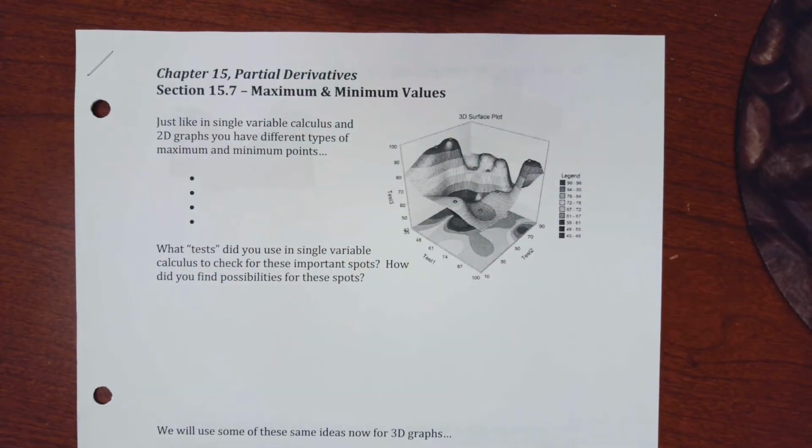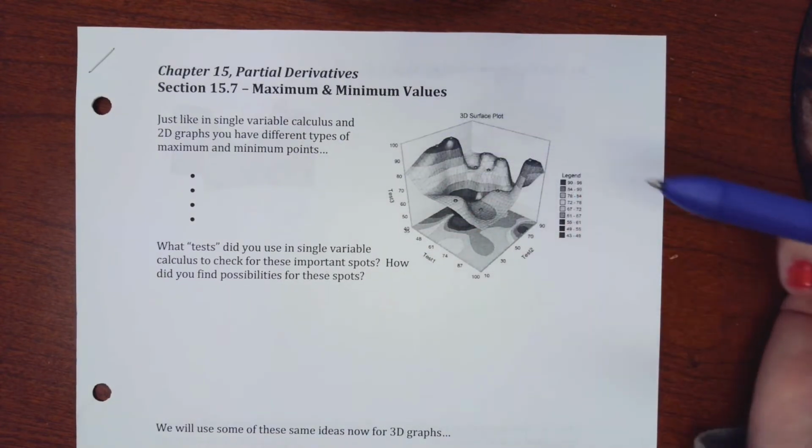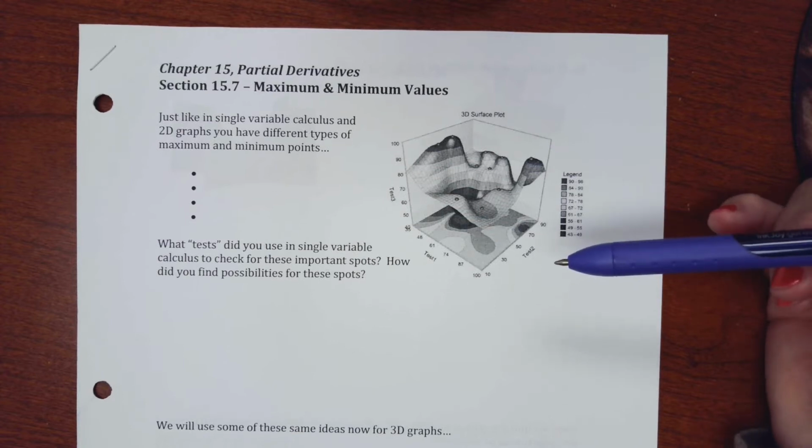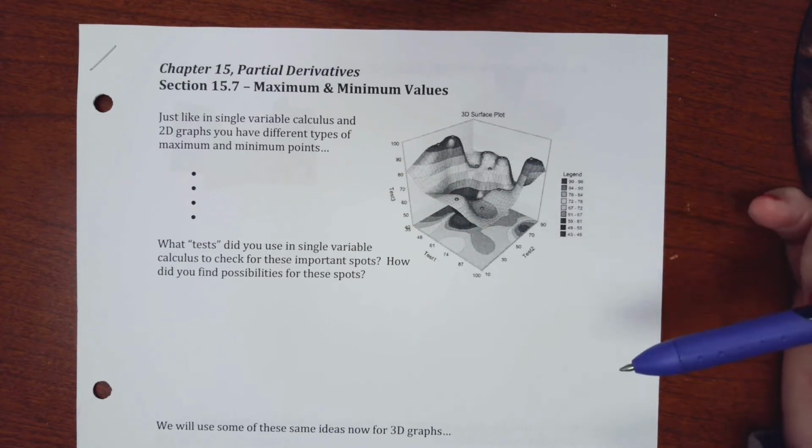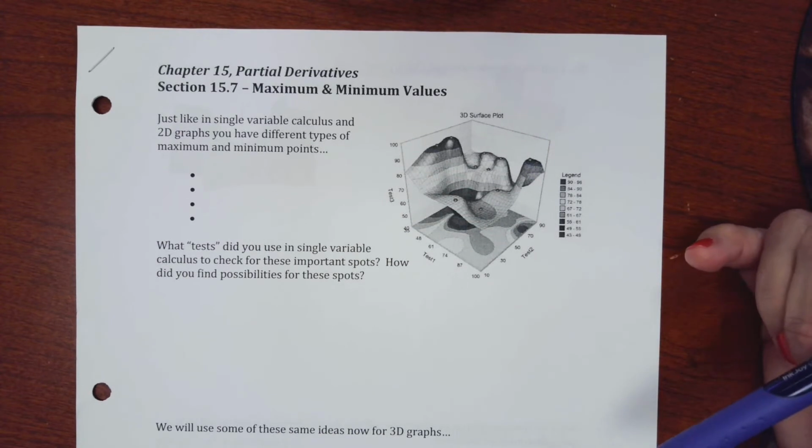All right, so let's go ahead and start section 15.7. Last year, after you learned about derivatives and everything, you also learned how to find maximum and minimum values. So that's what we're going to do. There was your first derivative test and your second derivative test, so we have things similar in 3D.